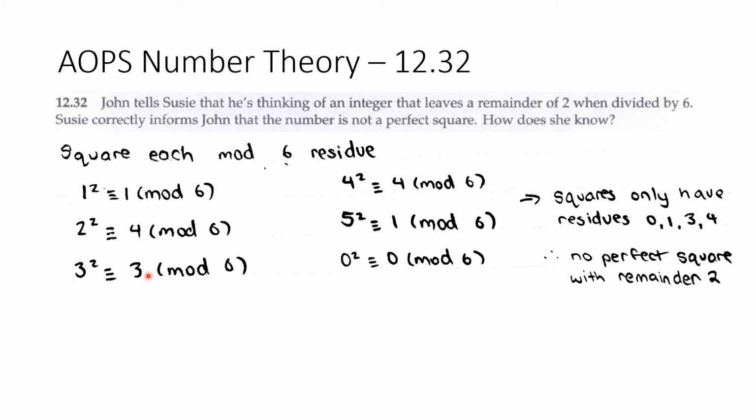3 squared is congruent to 3. 4 squared is congruent to 4. 5 squared is congruent to 1. 0 squared is congruent to 0. So these squares only have residues 0, 1, 3, and 4. So there's no perfect square with remainder 2. So that's how Susie knows that when it has a remainder of 2, it's not a perfect square.